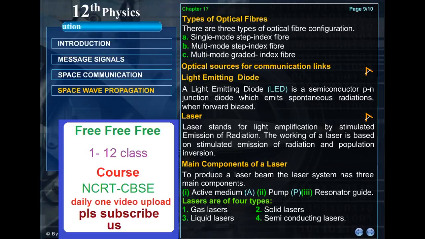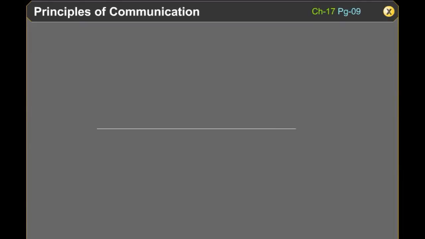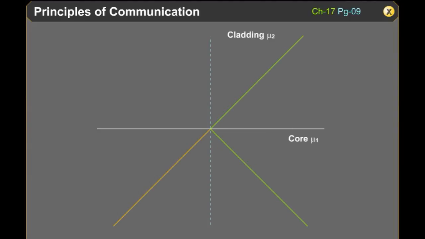Optical sources for communication links. Propagation of light through optical fiber. Consider a ray of light traveling through the core of an optical fiber. It is incident on the core-cladding interface at an angle of incidence theta i. A part of the incident ray will be reflected and the remaining part is refracted into the cladding at an angle of refraction theta r.